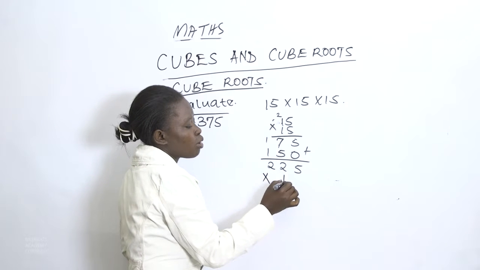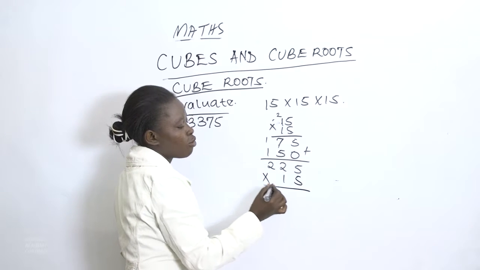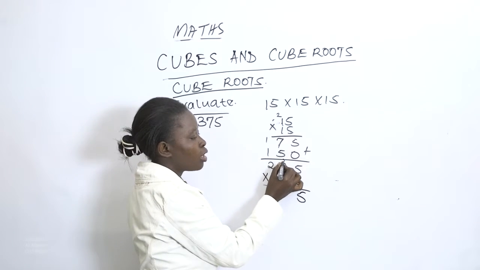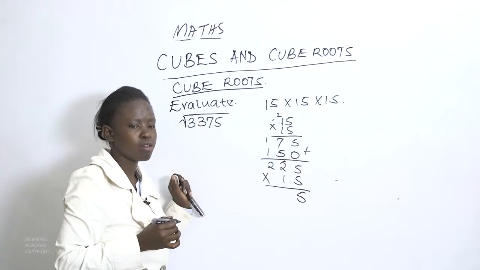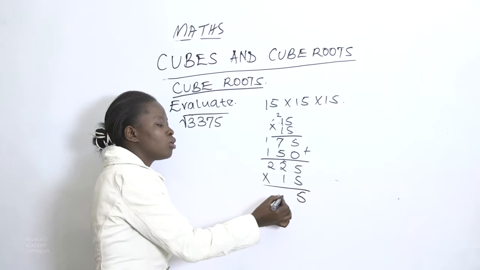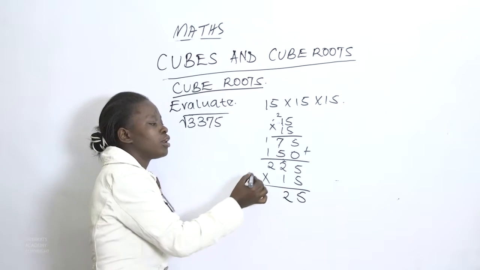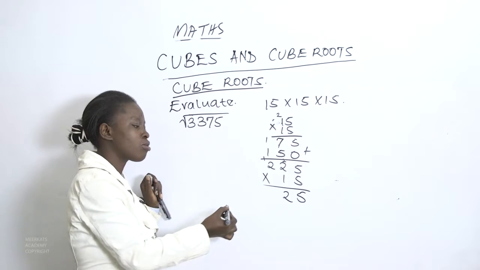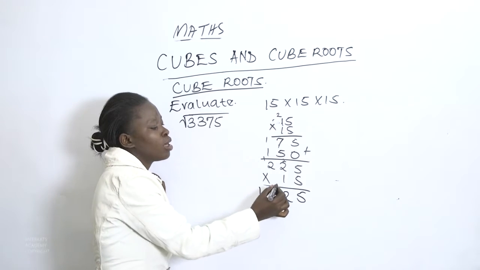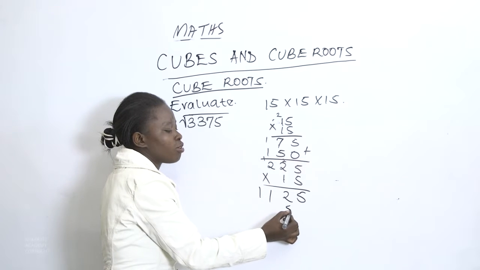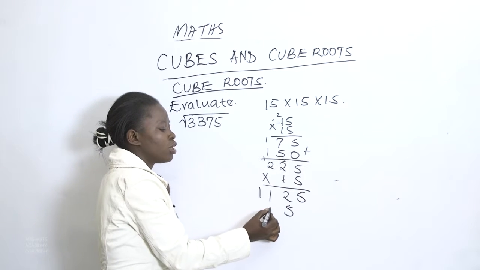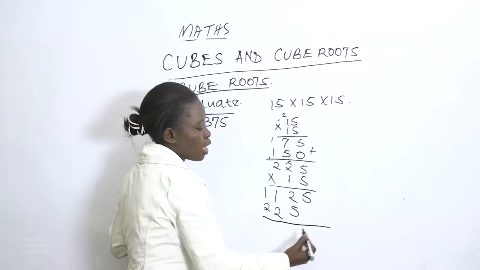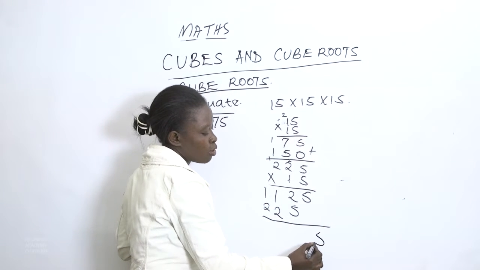Then multiply this one by 15. We have 5 times 5 is 25, write 5 carry 2. 5 times 2 is 10. 10 plus 2 is 12, so write 2 carry 1. 5 times 2 is 10. 10 plus 1 gives us 11. Then 1 times 5 is 5. 1 times 2 is 2. 1 times 2 is 2. When we add, we have 5.